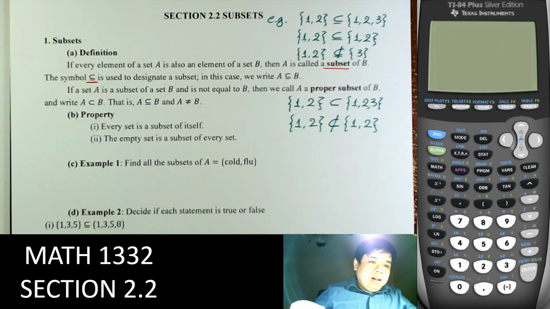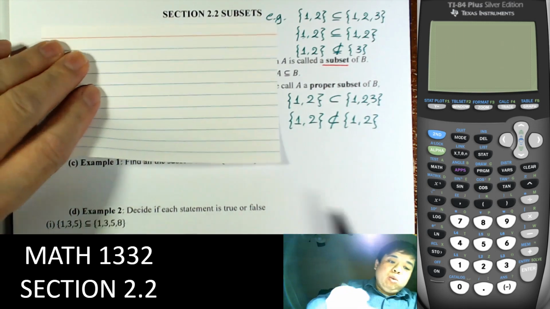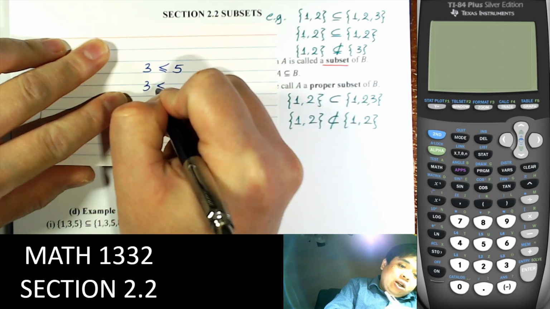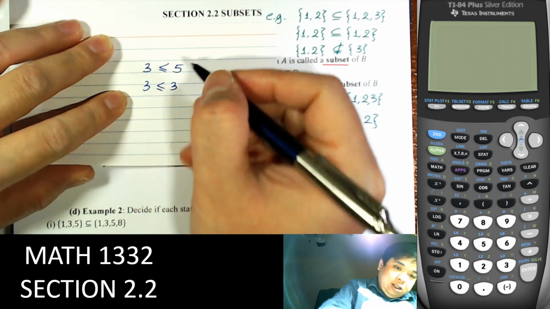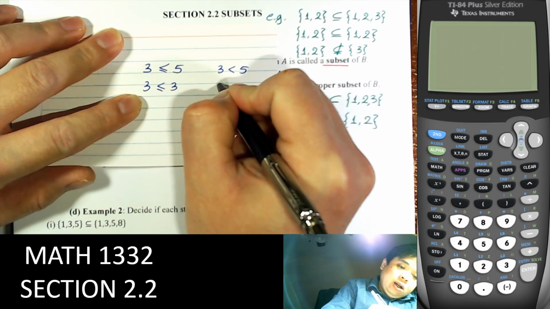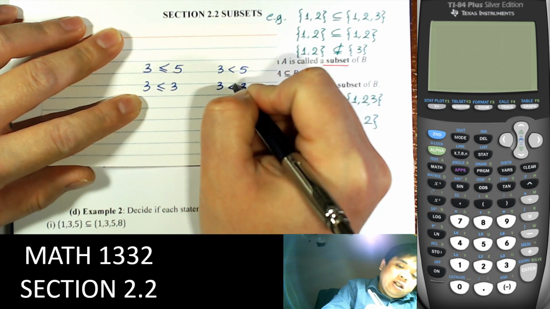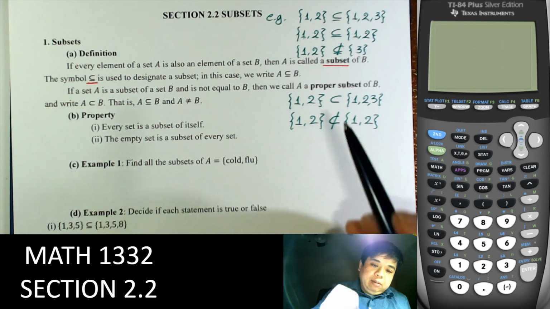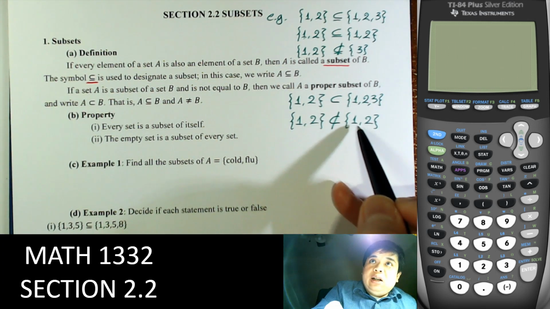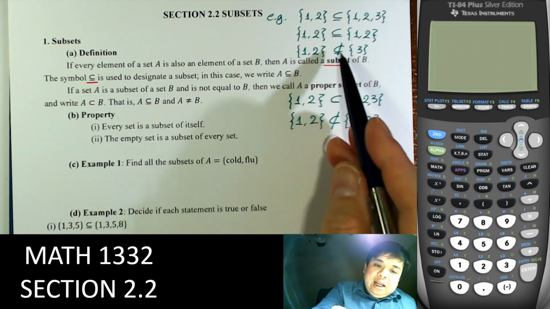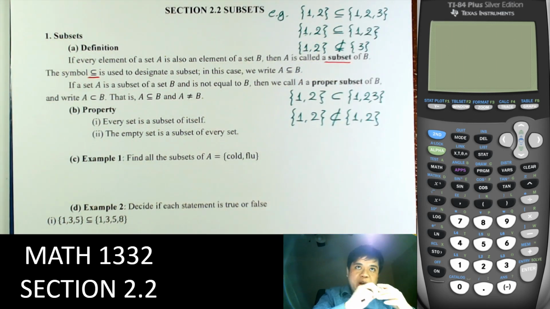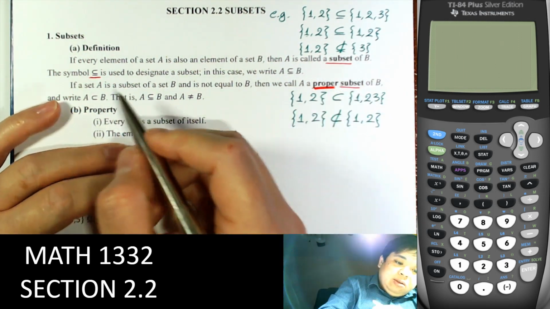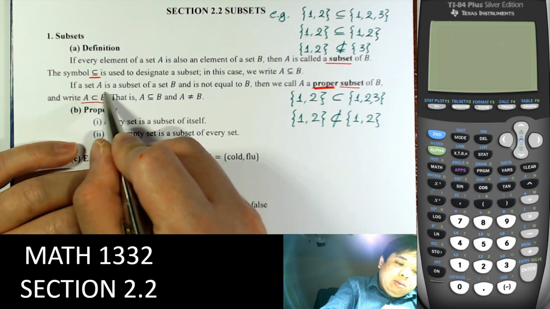This is analogous to saying, for example, 3 is less than or equal to 5, which is good. 3 less than or equal to 3 is also good. 3 less than 5 is good, but 3 is not less than 3. So it is kind of like that. That's why we use this symbol. So {1, 2} is not a proper subset of {1, 2} because it doesn't have equal. The line below denotes that they can be equal. The proper subset means they are a subset but cannot be equal. And we write this symbol.